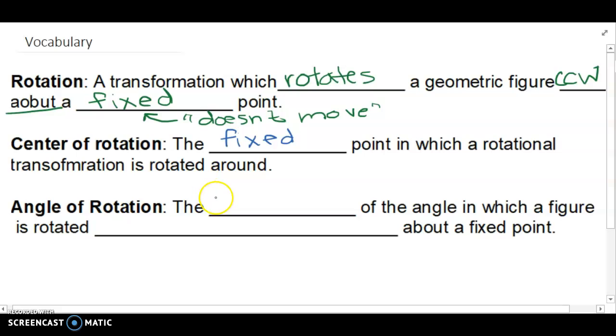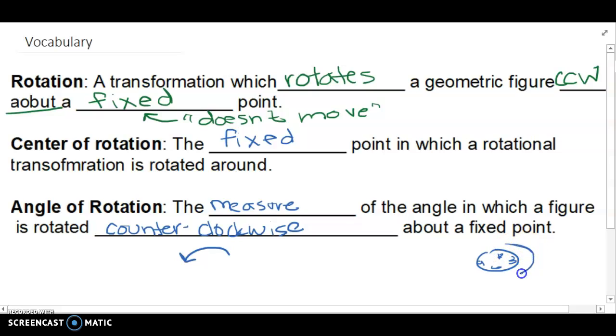And the angle of rotation is the measure of the angle in which a figure is rotated counterclockwise about a fixed point. If you don't know what counterclockwise is, think about a clock: 12, 3, 6, 9. We go this way, right? We go from 1 to 2 to 3 to 4 to 5. So this would be clockwise. This is counterclockwise.